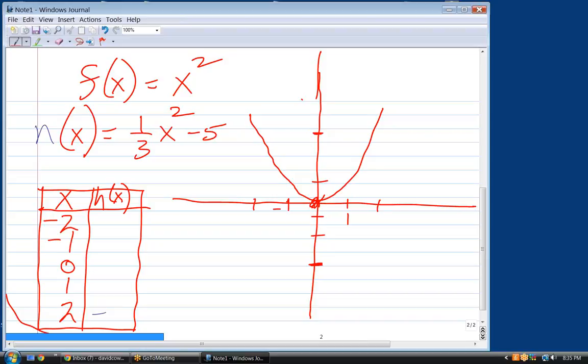Let's see. Oh yeah, it's going to be a vertical shrink, or yeah, shrink. Yep. A factor of 1/3, and then it's going to move down 5 points. Right. There's no reflection, so it doesn't matter the order you do it. If there's no reflections, you can do them in any order you want. So I can move it down 5 units and then make it skinnier by a factor of 5.